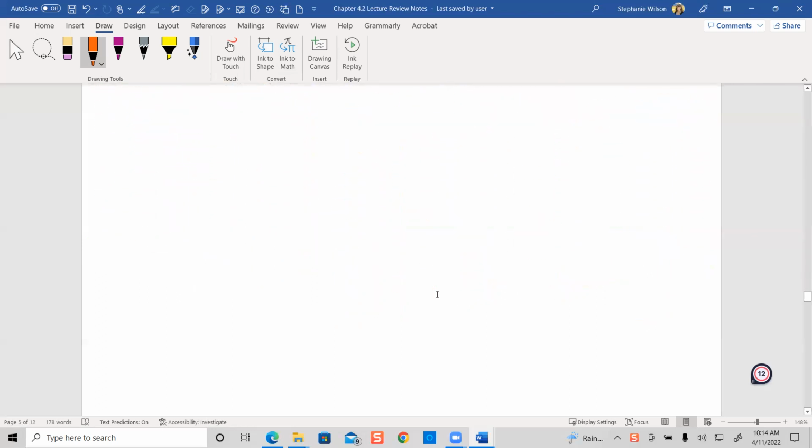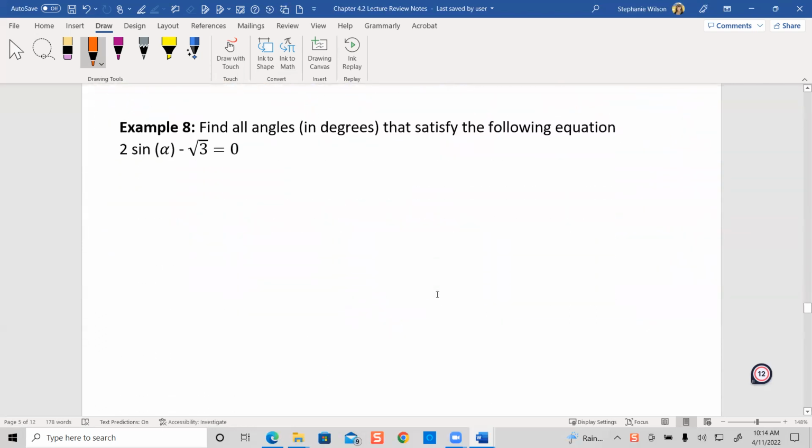Okay. Let's do the next one. Find all angles in degrees that satisfy the following equation. So in order to do this and determine what A is, we need the sine of alpha by itself. So what I'm going to do is add the square root of 3 to both sides. Then that gives me 2 sine alpha is equal to square root of 3, but 2 is multiplied to sine alpha, so I'm going to divide by it. Now I got sine alpha is equal to square root of 3 over 2.